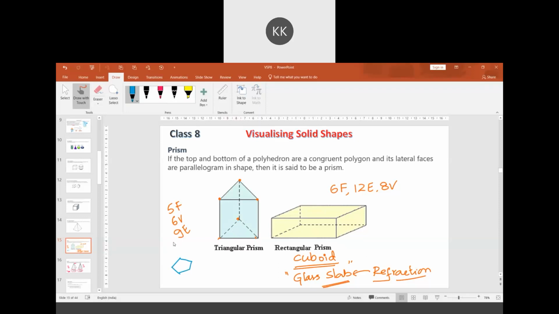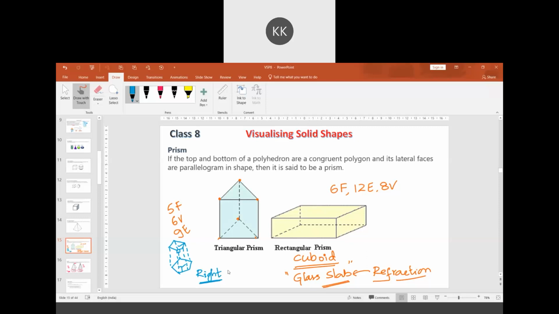Sir, does this prism have a square also? If we keep it like this, the square will become the base, no? Correct. But always we consider the base as the one which is parallel to its opposite side. If you observe this face and this face, they are parallel, and also the angle will be 90 degrees. They are called right. We use the word right.